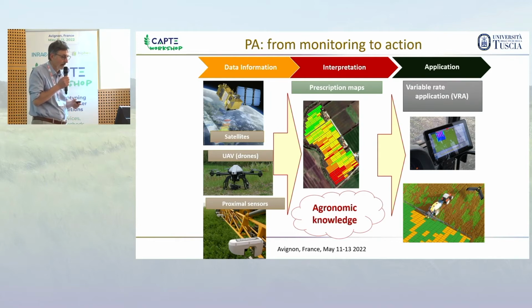And in that, agronomic knowledge shows it's not a completely automated process. Always there must be an interpretation by some experts on how to do this best. Up to now, it's been like that.